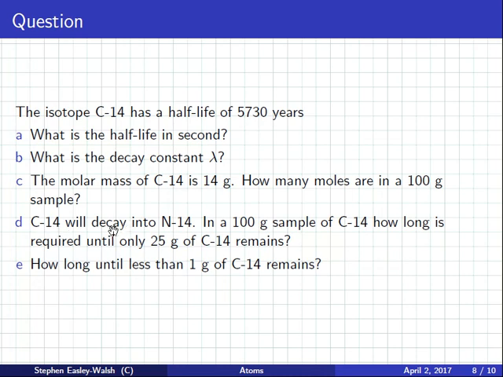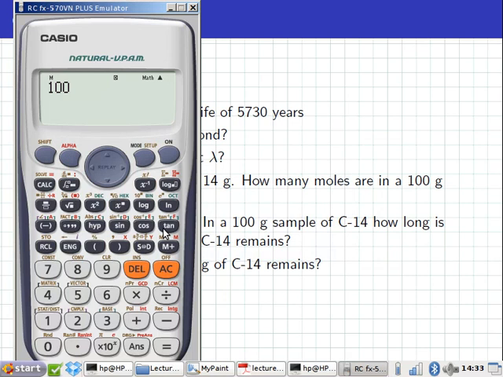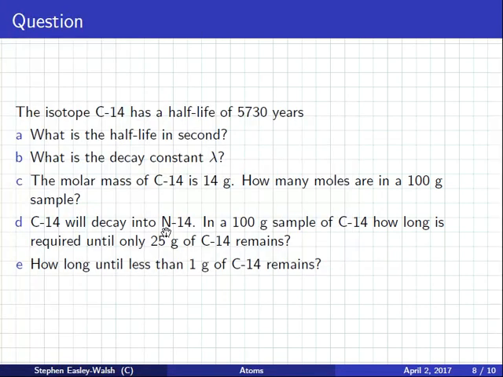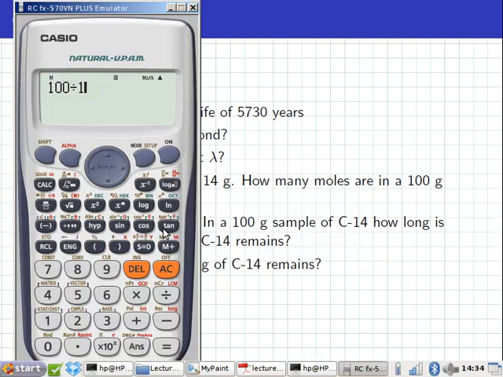Carbon-14 decays into nitrogen-14. That means it's a chemical reaction? No. The alpha, beta, gamma decay changes it. Okay, how many moles do we have? We have 7.14 moles. Okay?